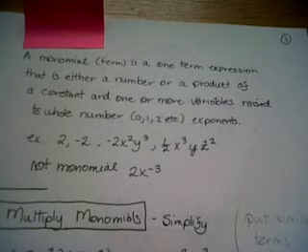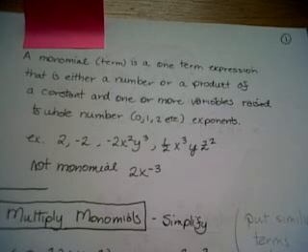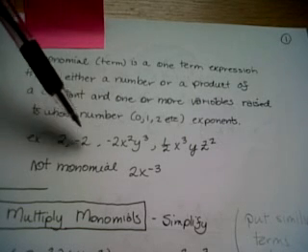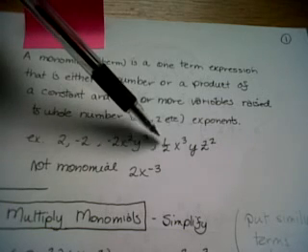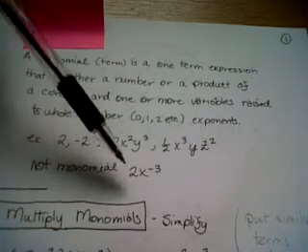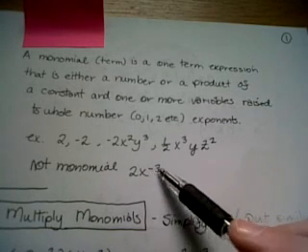So now we're going to learn a term called a monomial. A monomial is a one-term expression that is either a number or a product of a constant and one or more variables raised to whole numbers. And whole numbers, remember, are 0, 1, 2, etc. And they're raised to whole number exponents. So for example, these are examples of monomials: 2, -2, -2x squared, y cubed, 1/2 x cubed, yz squared. This is not a monomial because this has x raised to a negative power.